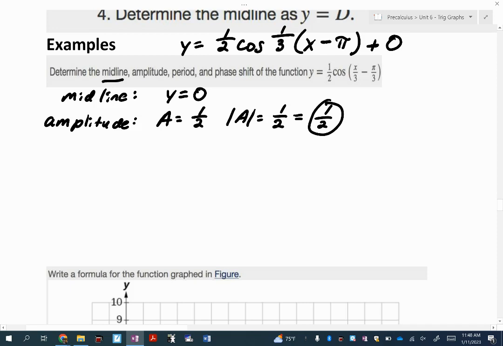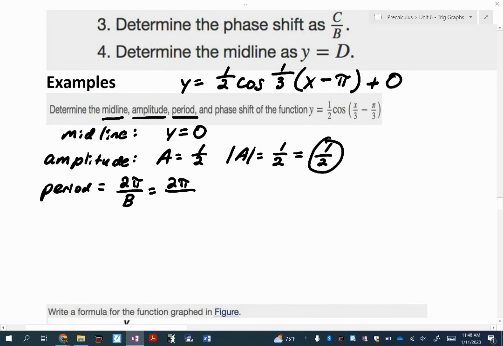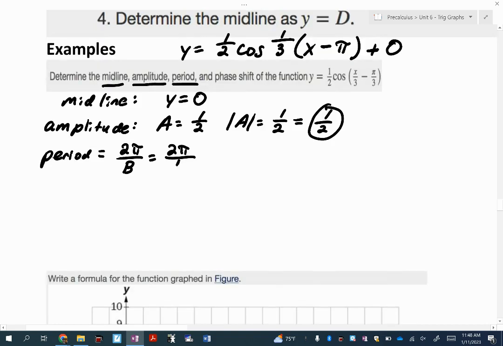Okay, let's do the period. So the period is 2 pi divided by b. So I'm going to do 2 pi divided by my letter b, which is always this number in front of, or I always think of like in between the cosine and the parentheses. All right, so that b is 1/3. So again, if I rewrite this as 2 pi over 1 divided by 1/3, that's the same as 2 pi over 1 times 3, which is going to be 6 pi. So that's my new period.